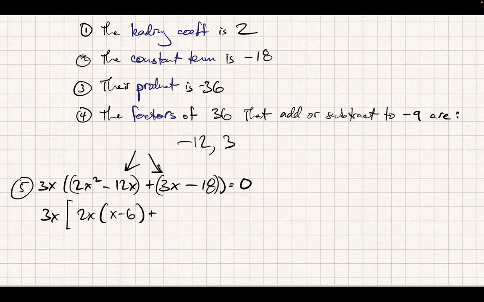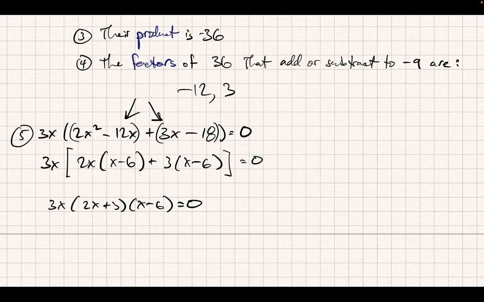And then what do I do with the second group? Take 3 out, leaving x minus 6. Here's our pattern: 2x plus 3 and x minus 6. So I have 3x, 2x plus 3, x minus 6. And now what's this property called? Zero product property. Each term should be 0. What's my first one? 3x equals 0.